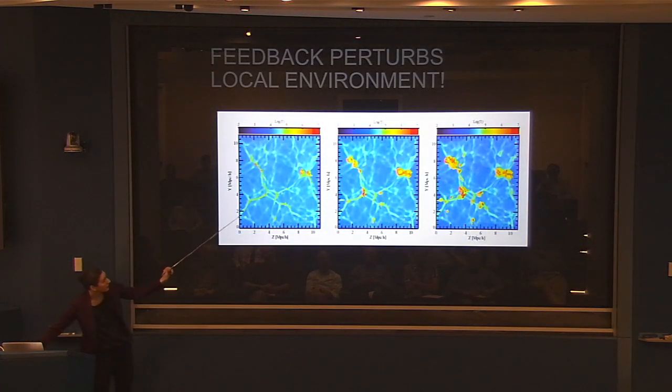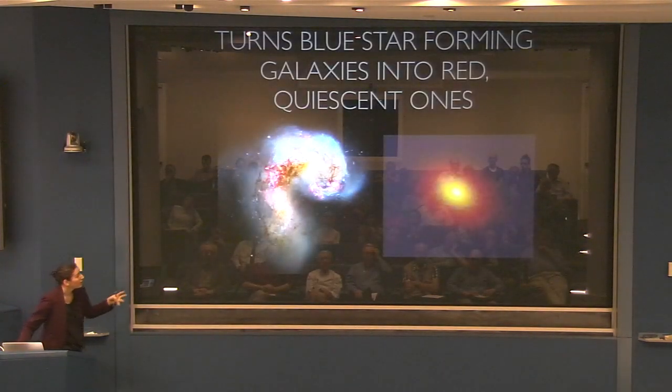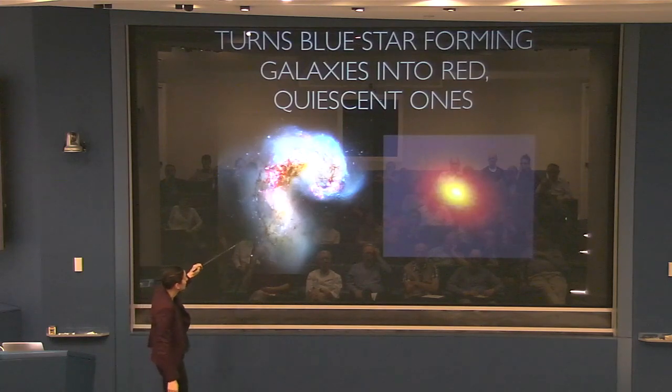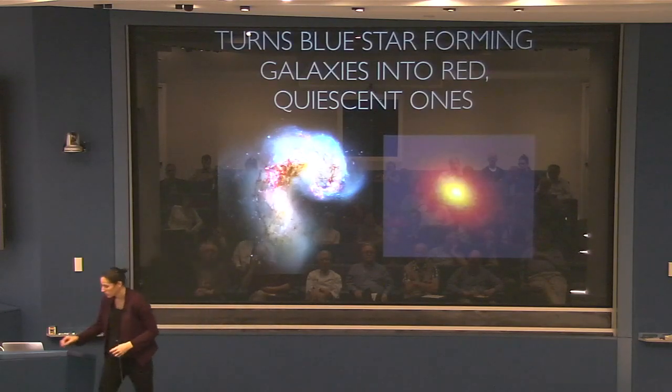This feedback can affect the local environment around galaxies. So if you have these winds blowing and they're strong, they can make big hot bubbles around the galaxies. This is just a slice of the gas density for different simulations that I'm showing here. Anyway, this is just to show you that different models produce different things. And they also turn blue star-forming galaxies, or this one looks red because it has dust, into galaxies that are more circular and not forming stars anymore.